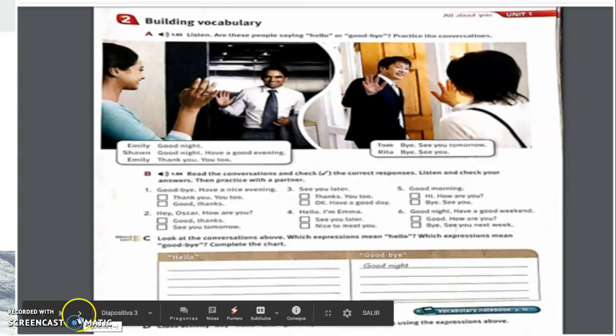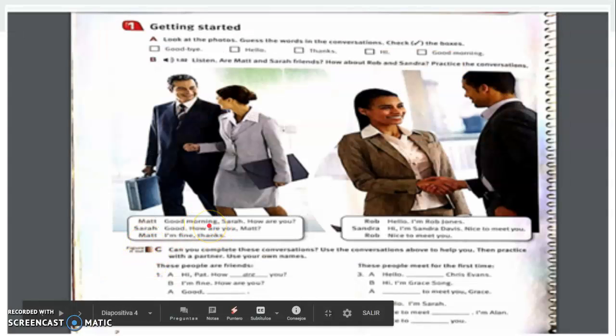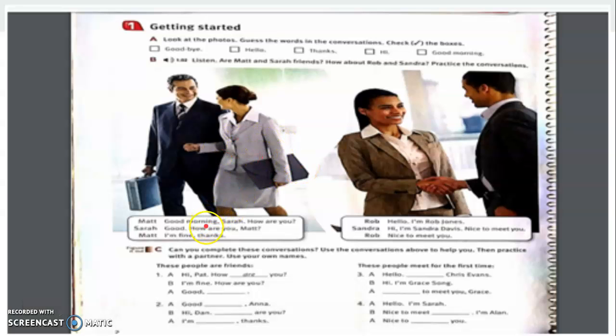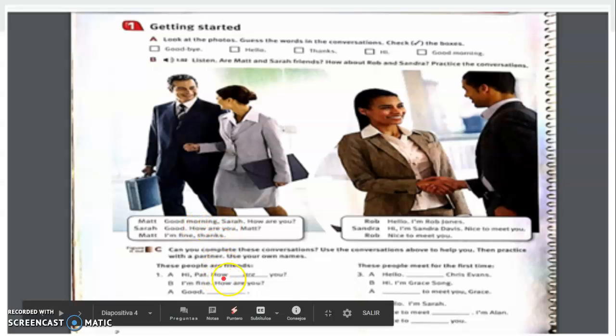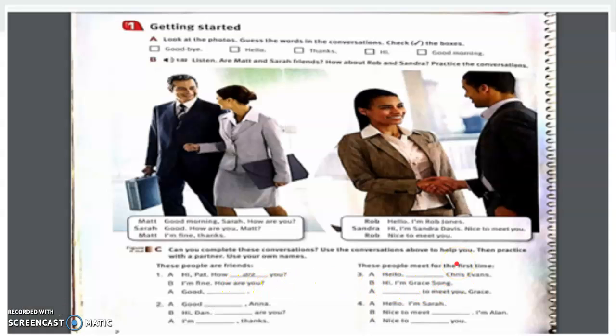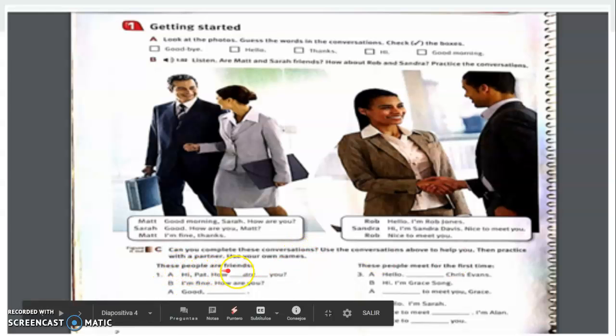Okay, continue. On page number 2, we have an interesting conversation. In this conversation, we have some greetings. Here below, you need to complete this conversation using the greetings. For example, these people are friends. You say, hi, Pat. How are you? You're going to complete all the information according to the conversation. Very important: complete the conversation according to what the people are doing. Okay, this is one activity.